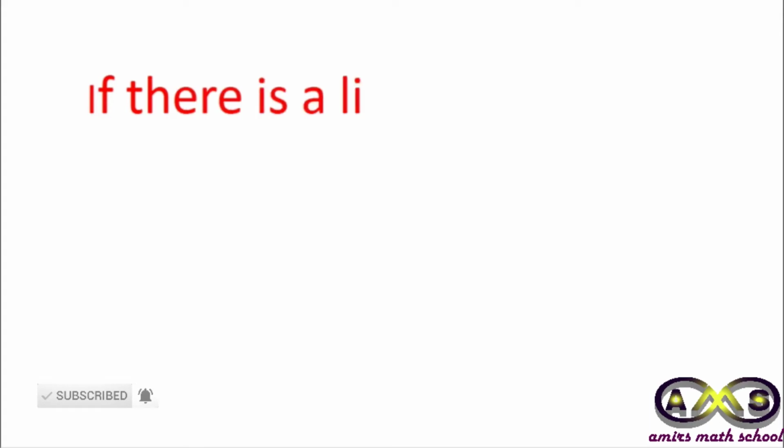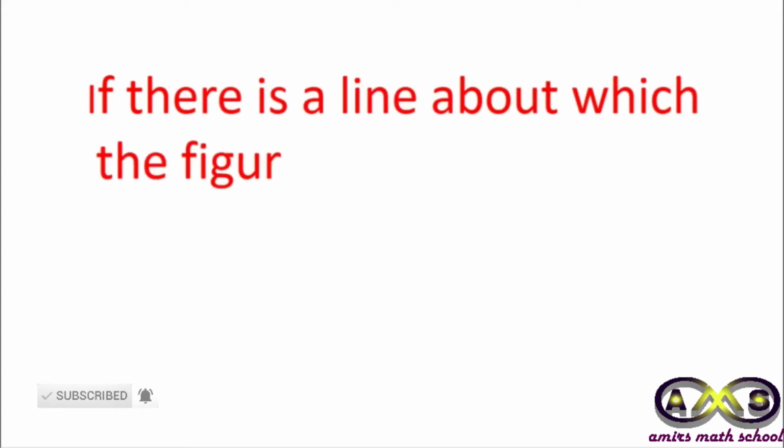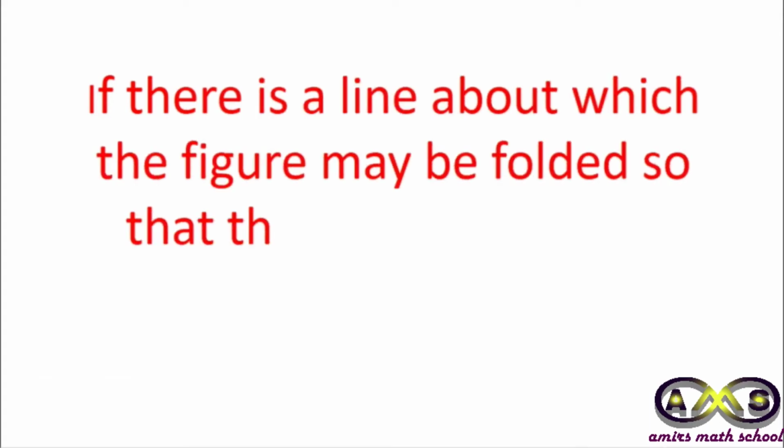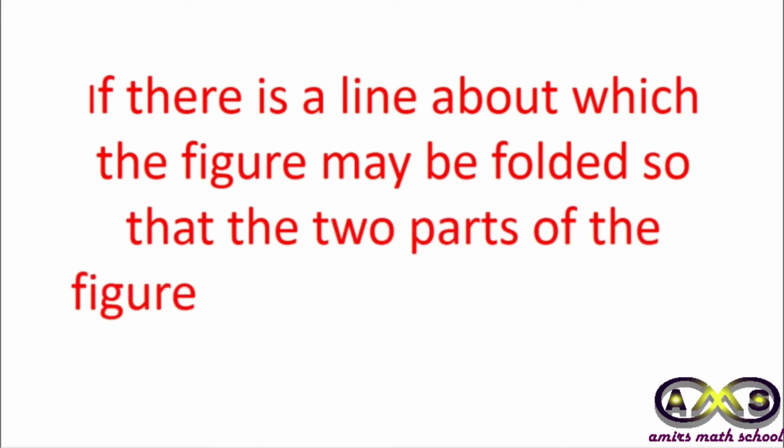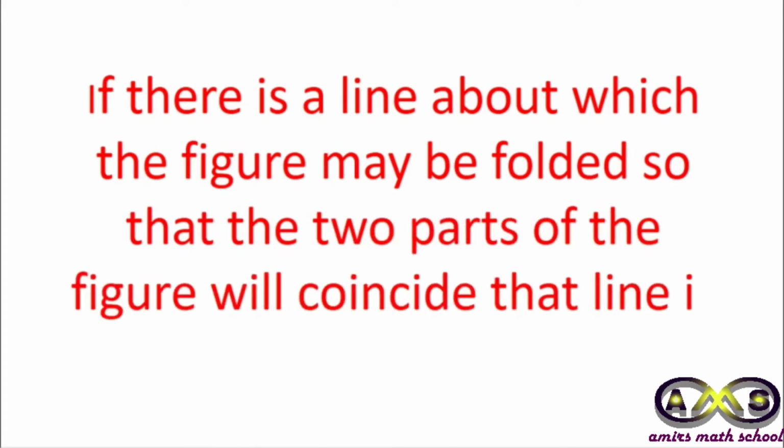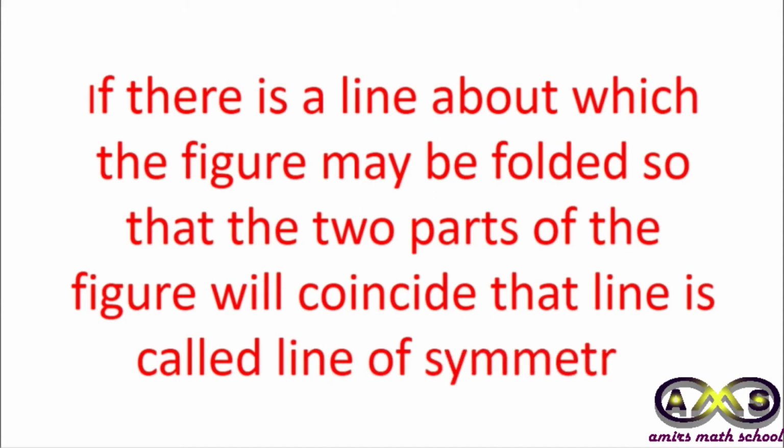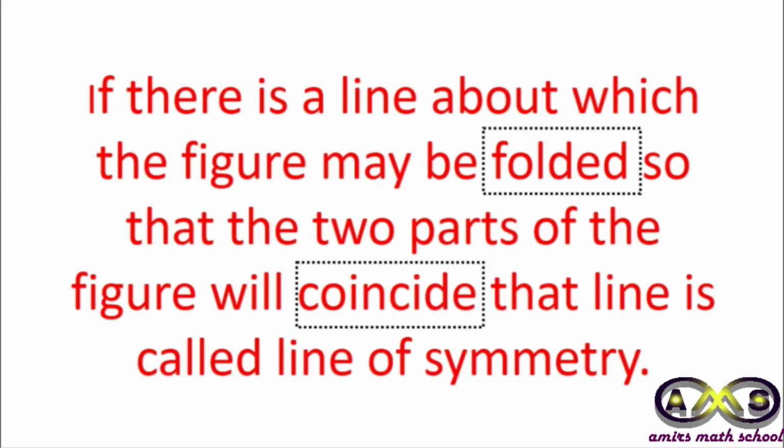Because according to the definition, if there is a line about which the figure may be folded so that the two parts of the figure will coincide, that line is called the line of symmetry for that figure. For this definition, the key words are folded and coincide. So we can say the key word for this definition is coincide when folded.